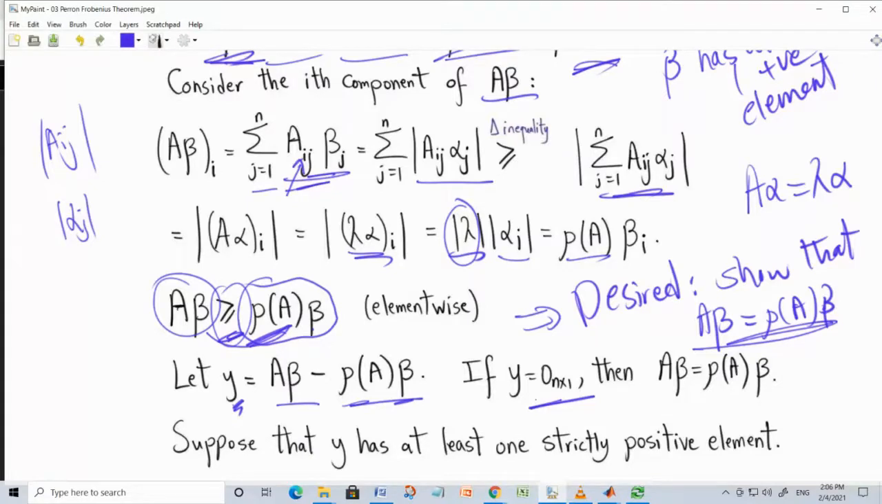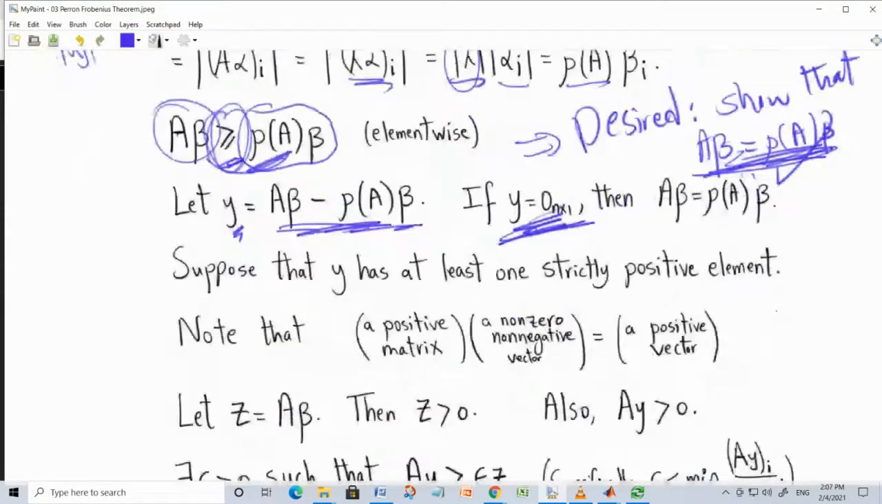We want to show that this will lead to a contradiction, because if it does, then it is nonsense, and the true thing is that y is the all zero vector, which means that A beta is equal to rho of A multiplied by beta. So the outline of the coming steps is like this. You assume that vector y has at least one strictly positive component, which means that this inequality is not an equality. Show that there is something that does not make sense, and then it must be the case that y is the all zero vector, and we have our result.